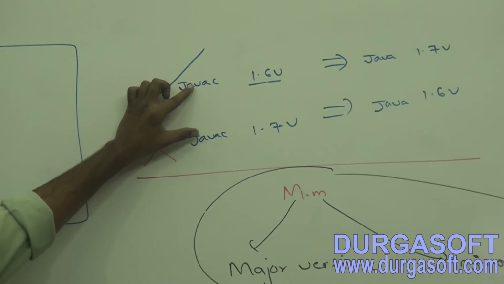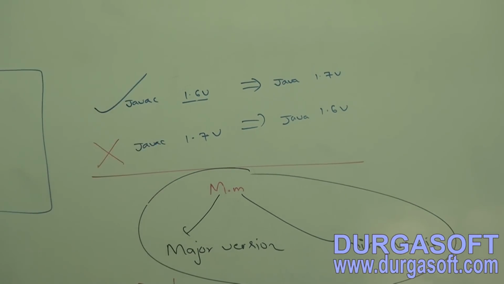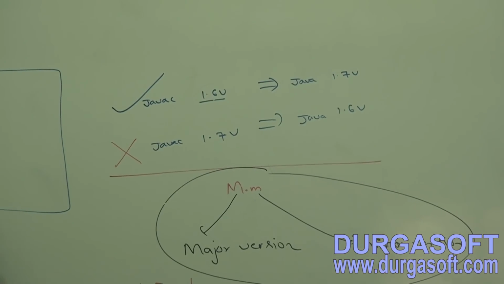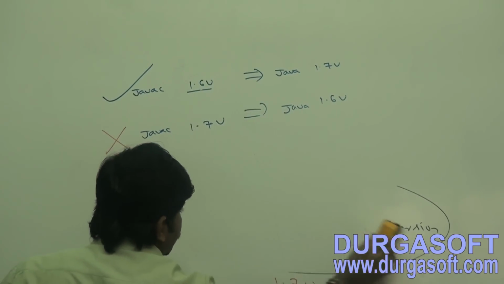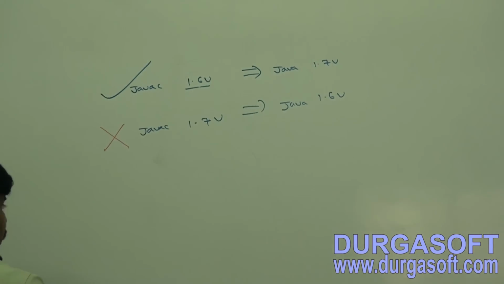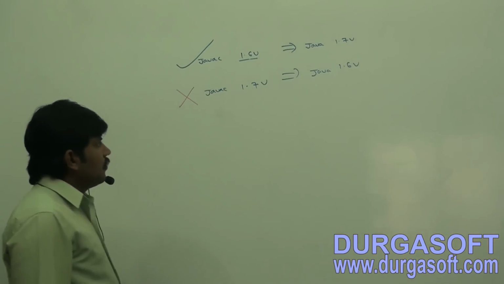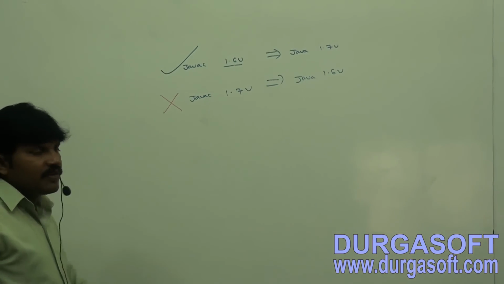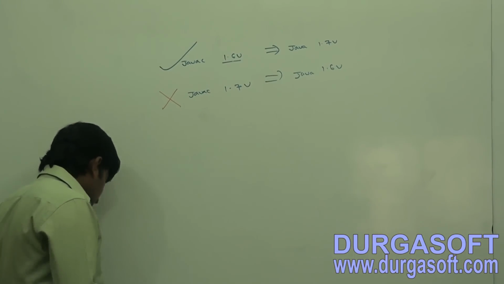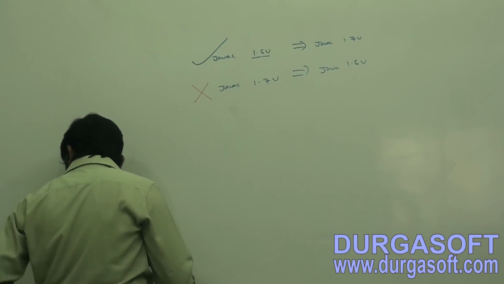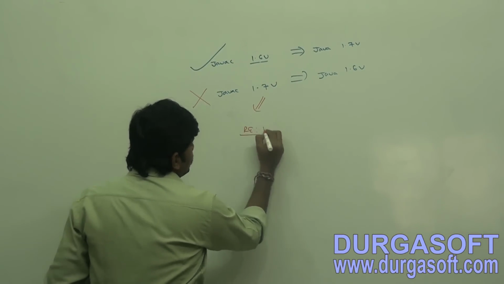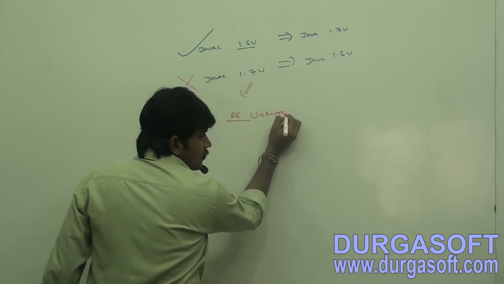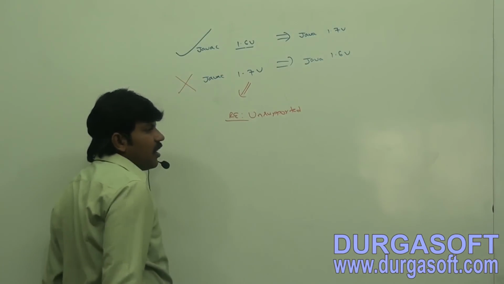Now just take these two things. javac 1.6 but java 1.7: valid. But javac 1.7 and java 1.6: invalid. Immediately we will get a runtime exception saying UnsupportedClassVersionError.